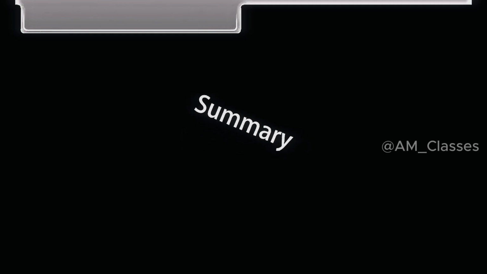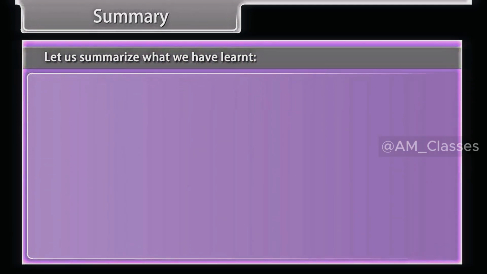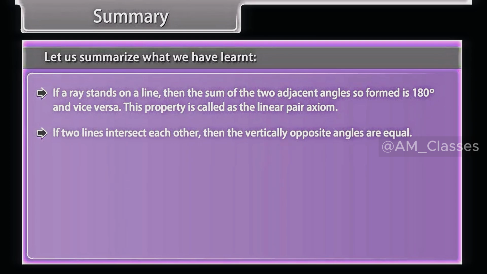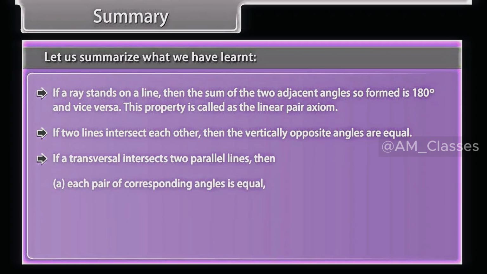Summary. Let us summarize what we have learned. If a ray stands on a line, then the sum of the two adjacent angles so formed is 180 degrees and vice versa. This property is called the linear pair axiom. If two lines intersect each other, then the vertically opposite angles are equal. If a transversal intersects two parallel lines, then each pair of corresponding angles is equal.